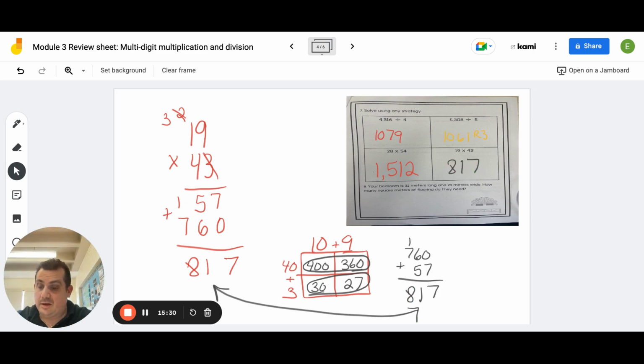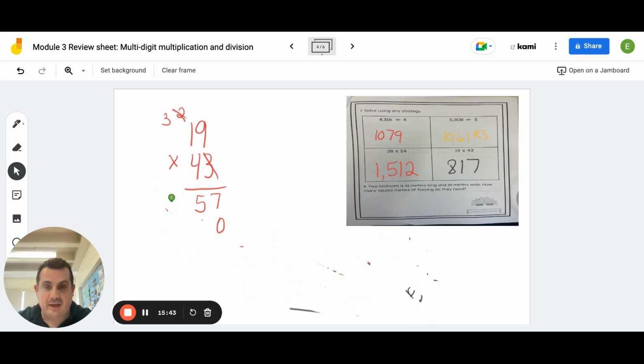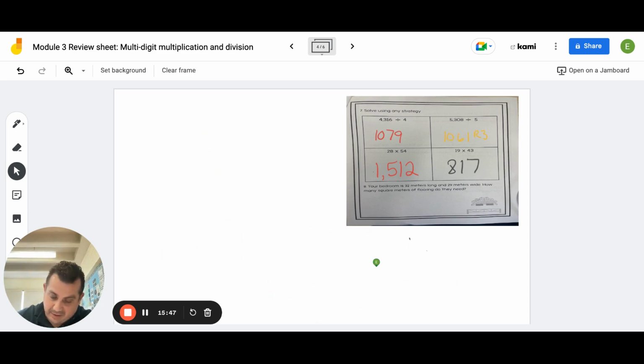Okay. All right, now we're up to the last few. Number 8, word problem. Your bedroom is 32 meters long and 29 meters wide. How many square meters of flooring do they need? Well, when it says how many square meters, you only get square meters, square units, when you're multiplying. So here you're finding the area, length and width.